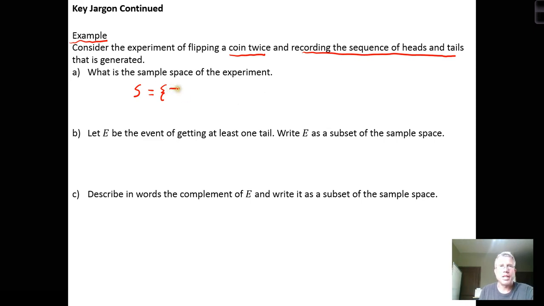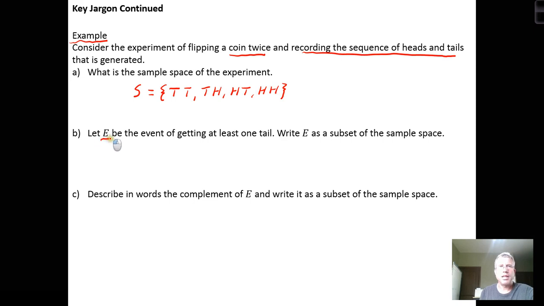So we could get a tail followed by a tail on the second flip. We could have a tail followed by a head on the second flip. We could get a head on the first flip and a tail on the second. And we could get a head on the first flip and a head on the second flip. So that would be the sample space.